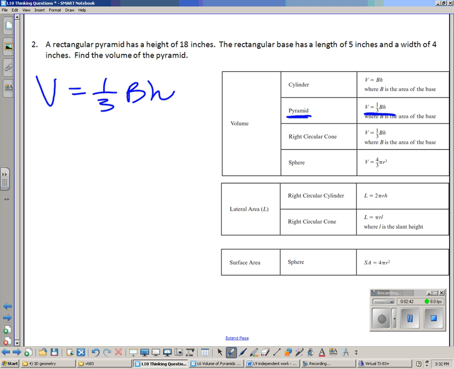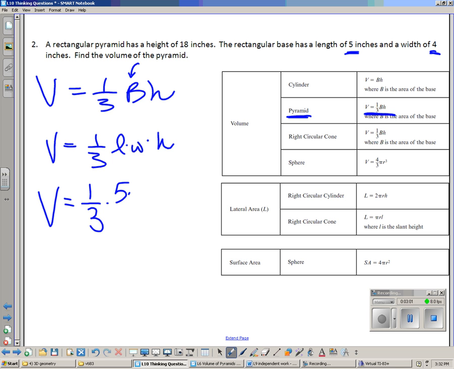It's a rectangular pyramid. So the base is a rectangle, and the area of a rectangle is length times width. So big B is being replaced with length times width. So now we have volume is 1/3 times, they told us the base has a length of 5 and a width of 4. So that's 5 times 4 times the height of the pyramid, which was 18.